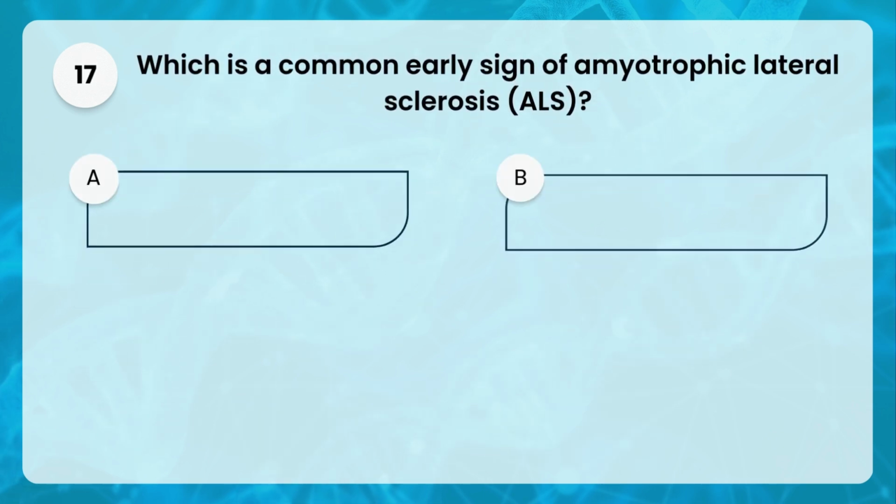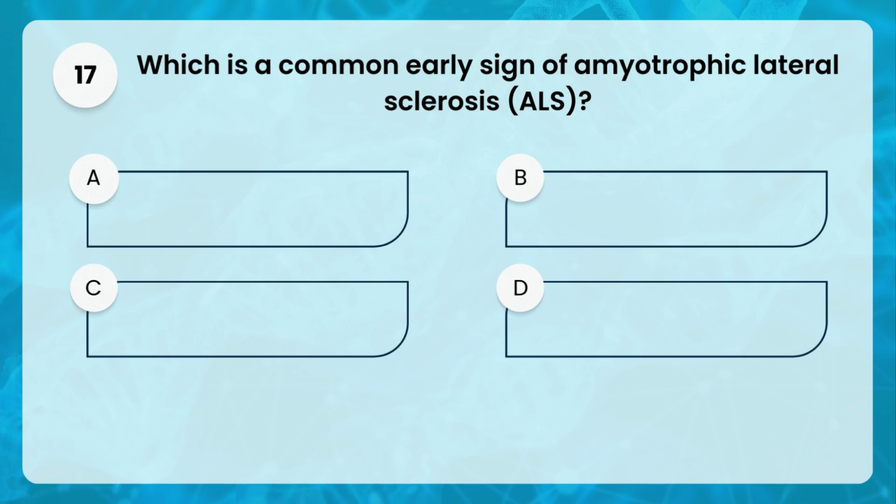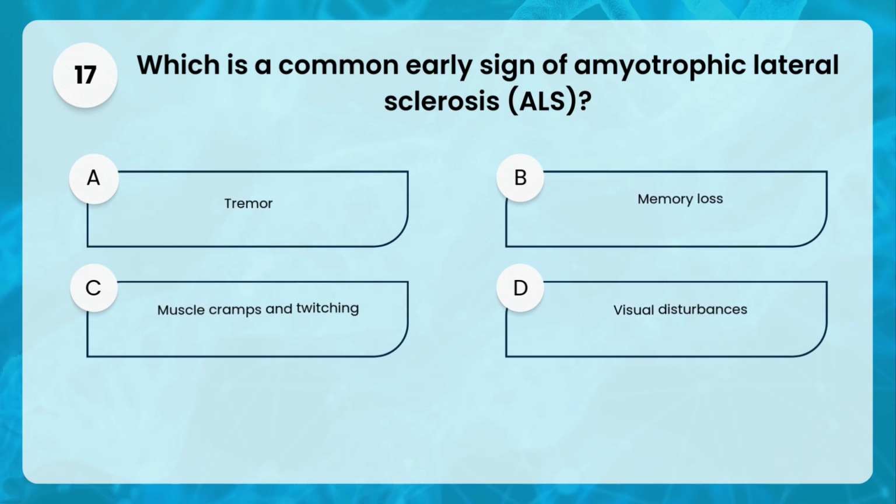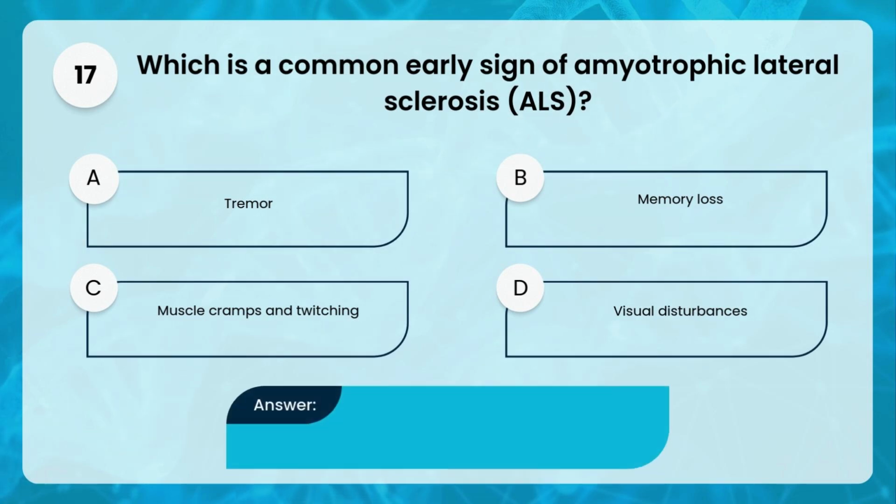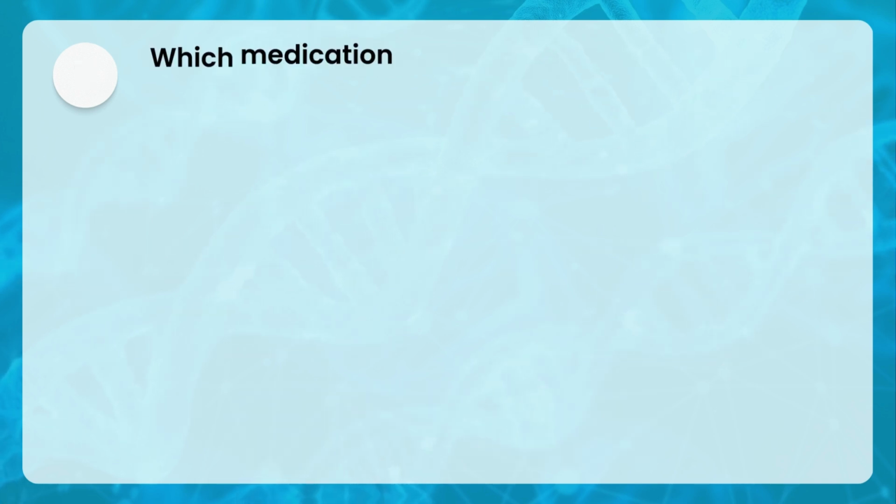Number 17. Which is a common early sign of amyotrophic lateral sclerosis, ALS? A. Tremor. B. Memory loss. C. Muscle cramps and twitching. Or D. Visual disturbances. The answer is C. Muscle cramps and twitching.